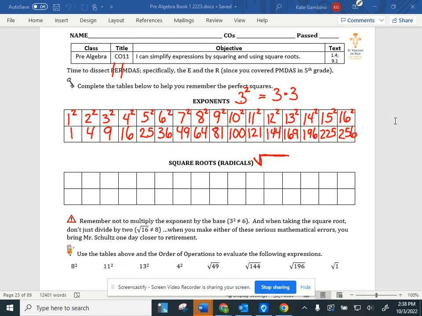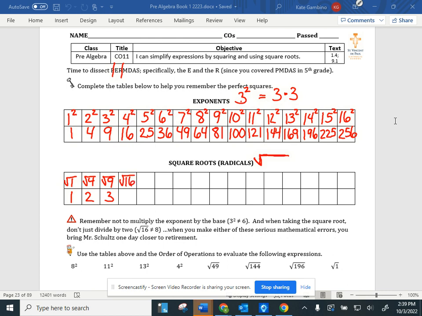If it's a perfect square, it will break down to the number that you multiply by itself to get to it. So our square root of 1, 1 times 1 equals 1. So our square root is 1. Square root of 4 is what number multiplied by itself equals 4. So that is 2. And our square root of 9 is going to be 3.